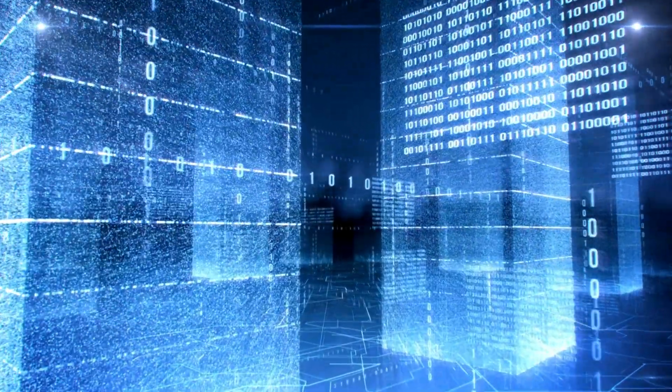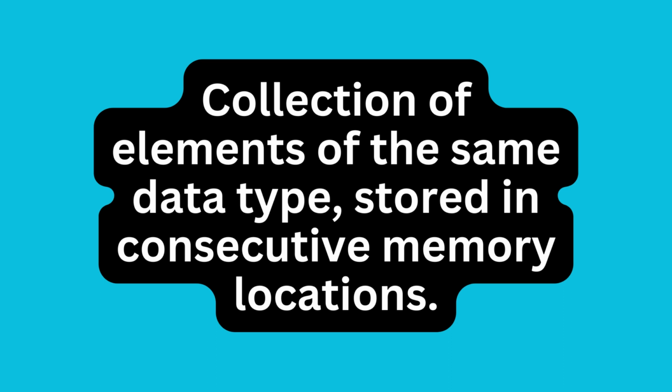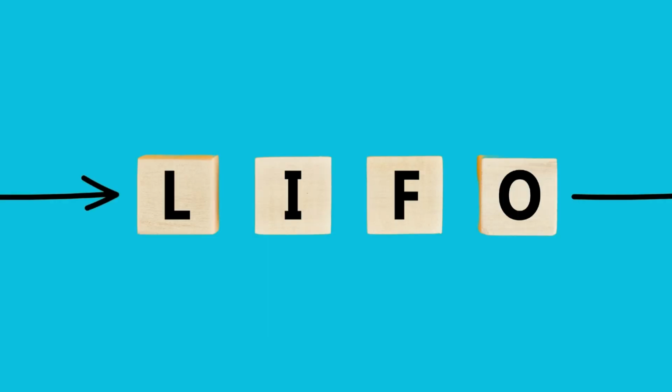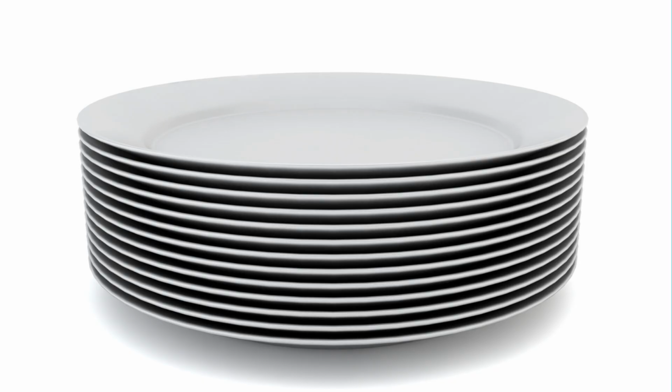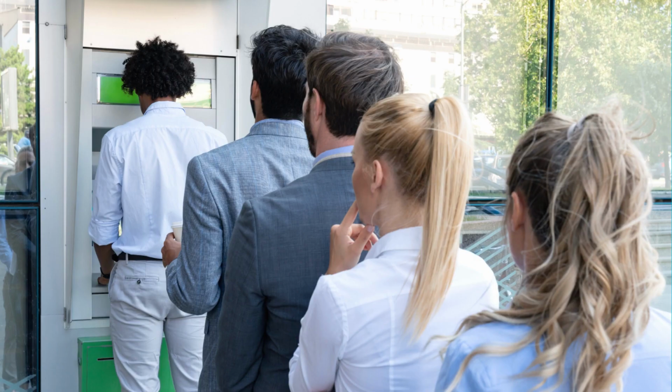Here are a number of common data structures. Array. An array is a collection of elements of the same data type stored in a consecutive memory location. Stack. A stack is a data structure that follows the last in first out, or LIFO principle. Think of it as a stack of plates where the last plate you put on is the first you take off. Queue. A queue follows the first in, first out, FIFO principle, just like waiting in line. The first person in line is the first to be served.